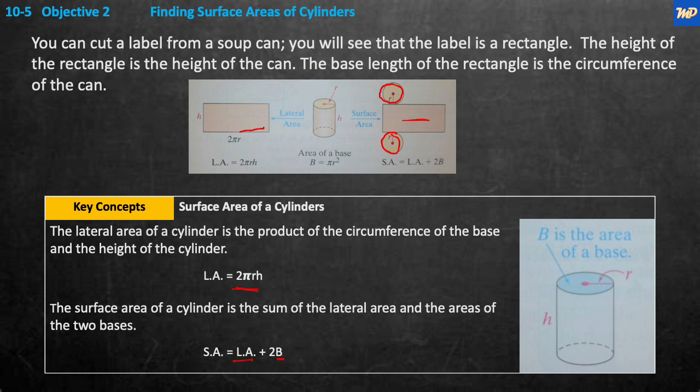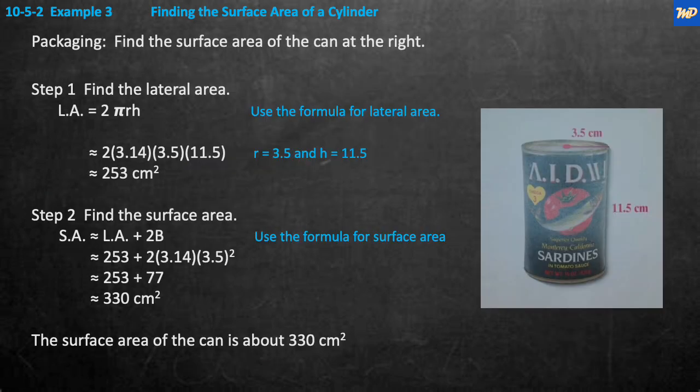And the bases is pi r squared. So it's 2 pi r squared. And here's the pictures over here. You see the bases and everything. So let's move on and do the problem. Okay, let's see how this is.